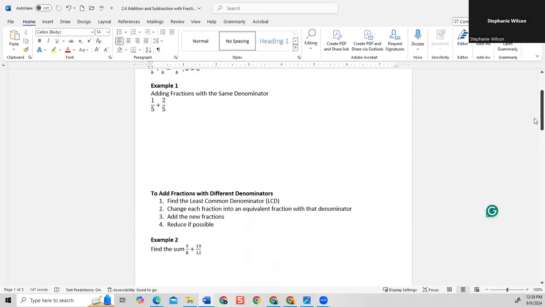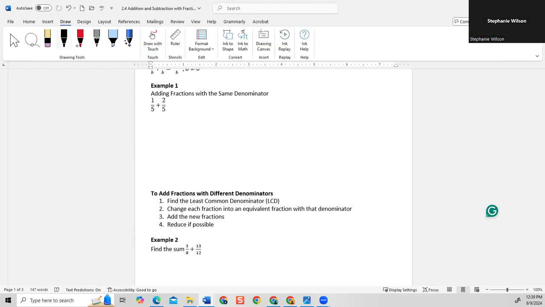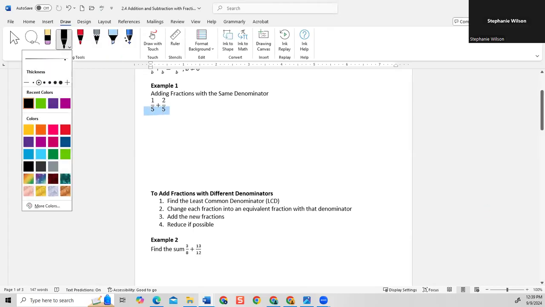However, example 1 says we have 1/5 plus 2/5. Well, what am I calling the denominator? The denominator is the bottom number. It's basically saying I had 1 out of 5 apples and I added 2 out of 5 apples together. I could do that. But if the denominators were not the same, then you're going to say, I'm going to take apples and oranges and make grape juice, and that doesn't work. So in adding and subtracting, this is a rule we have to apply.